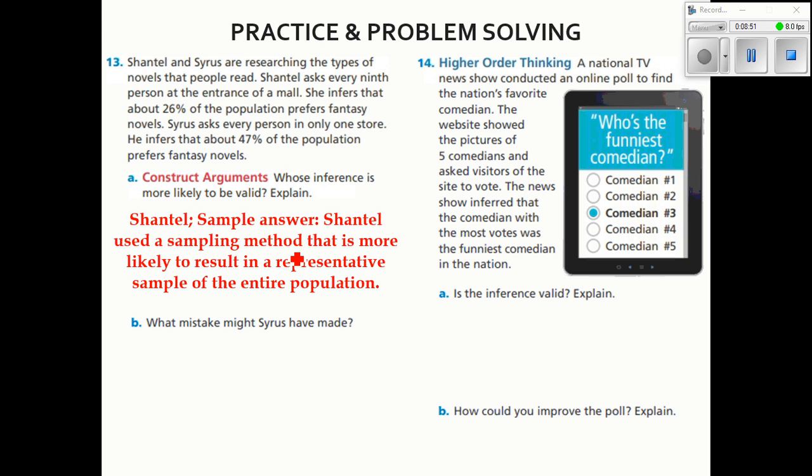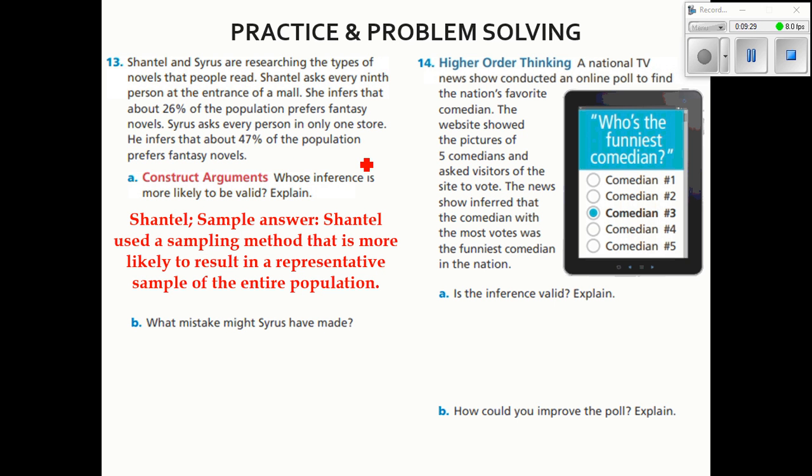Chantel used a sampling method that is more likely to result in a representative sample of the entire population. Remember, she asked people that were entering the mall. Some of those people don't even read novels at all. So this was a very impartial random survey based on the entire population, not just the population of people in a store. Every person in one store is only going to give me the information from the people in that store.